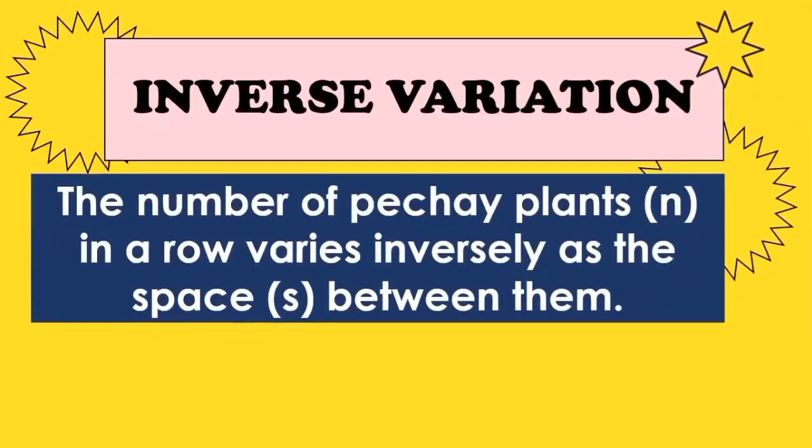Before we proceed with the third definition, let us now try to translate statements into equations involving inverse variation. The number of petchay plants in a row varies inversely as the space s between them can be translated as n equals k over s. Again, k stands for the constant, just like with direct variation.